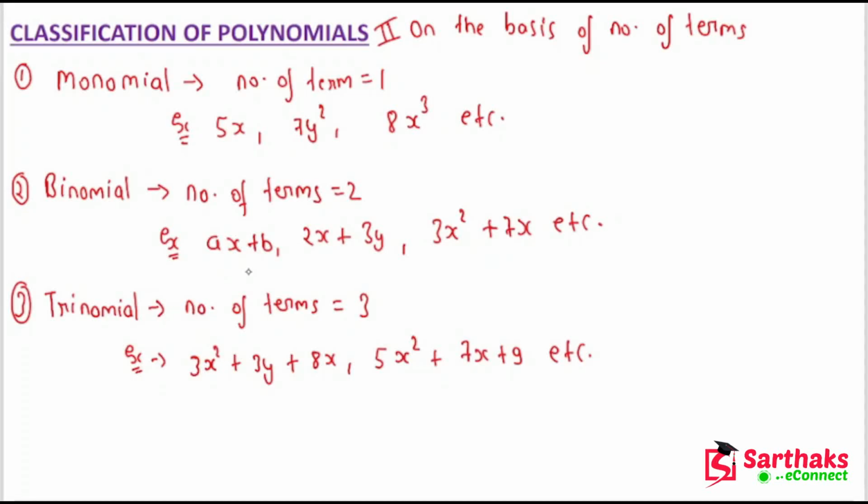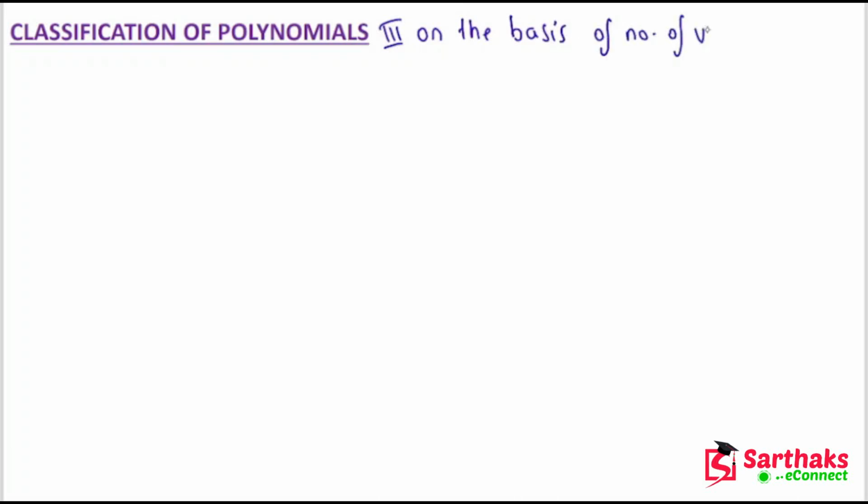So now let us classify these polynomials on another basis. We have studied two classifications, on the basis of degree and on the basis of number of terms. Now let us classify the polynomials on another basis, which is on the basis of number of variables. So on the basis of number of variables, polynomials can be polynomials in one variable.